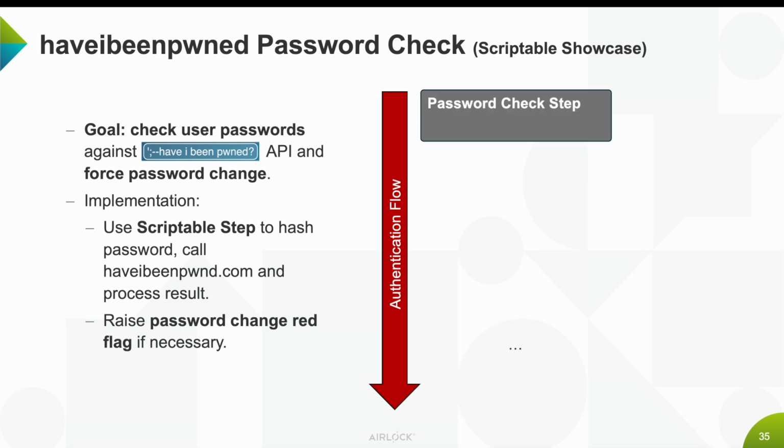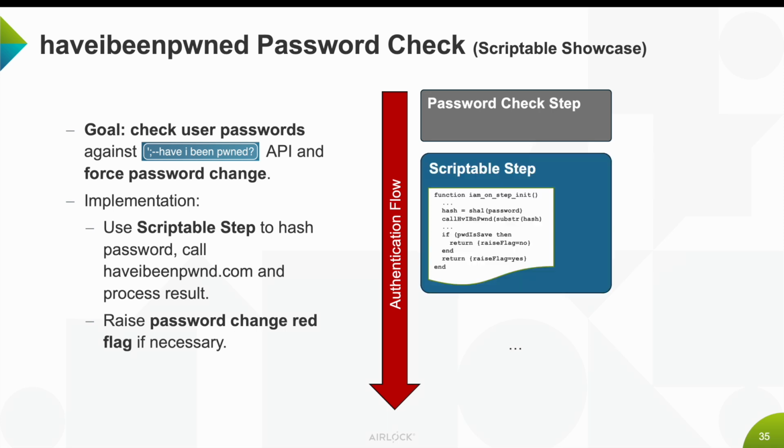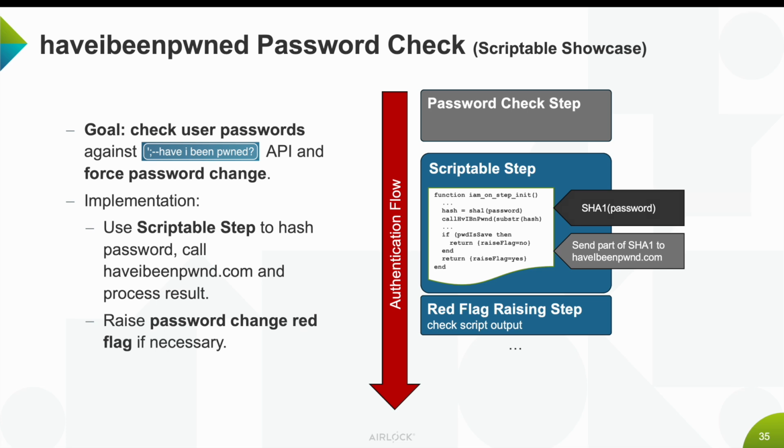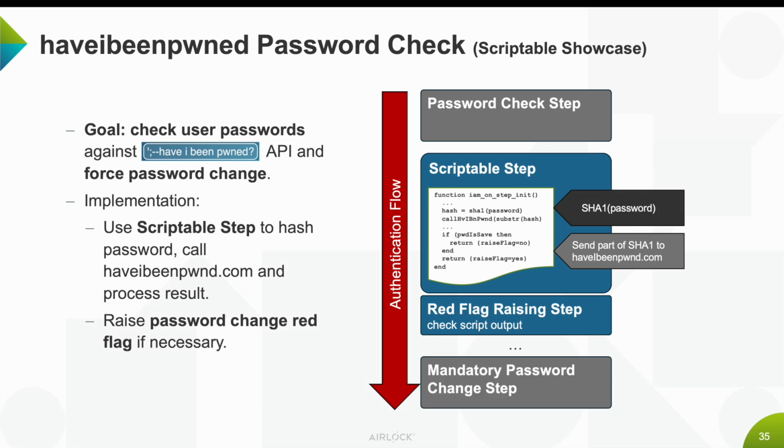So the picture, the authentication flow: the first thing is the password check step, where we need to get the password from. Then we have the scriptable step. It takes the password, hashes it, sends a part of the SHA-1 hash to Have I Been Pwned, receives the result back and processes the output. And then, if necessary, we raise the red flag step by checking the script output. If the red flag has been raised, then the mandatory password change step is executed, and we have achieved exactly the desired result. No breached passwords are still in our user database.